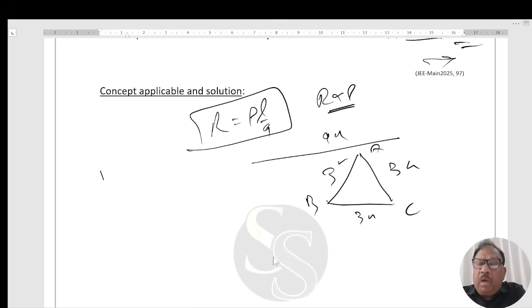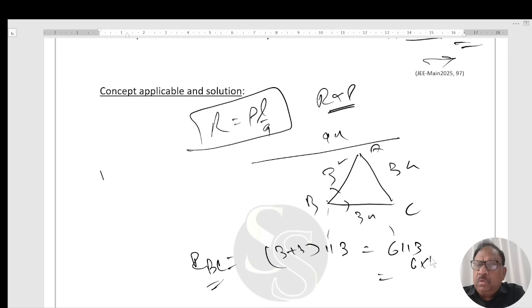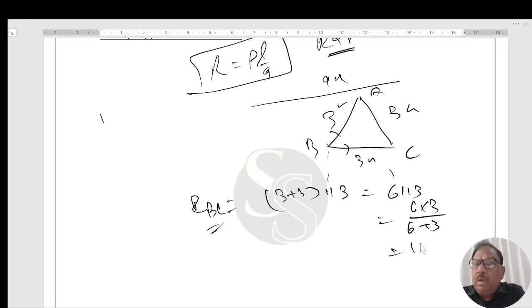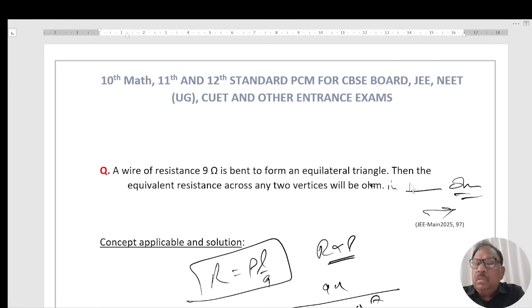In that case, we have to find RBC. In RBC, this is a series combination, so it will be equal to 3 plus 3 parallel 3, that is 6 parallel 3, that is 6 into 3 divided by 6 plus 3. On further simplification, 18 upon 9, that is 2 ohm. R equivalent is 2 ohm. Fill in the blanks is 2 ohm.